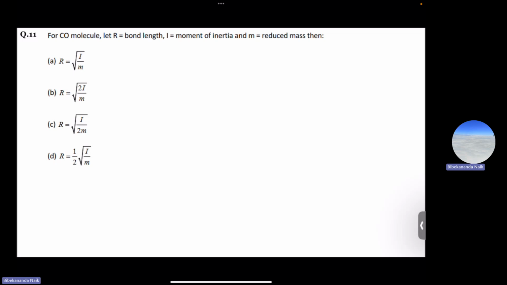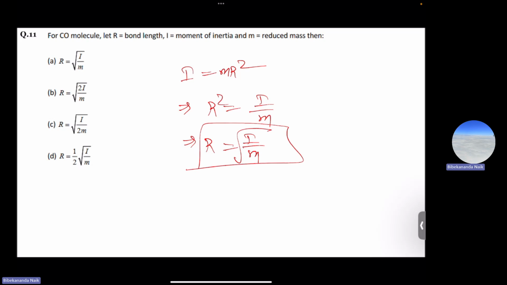So we know, if we talk about the expression for moment of inertia, I is m r square, that implies r square will be I by m, and r will be root over I by m. So the correct option will be option A.